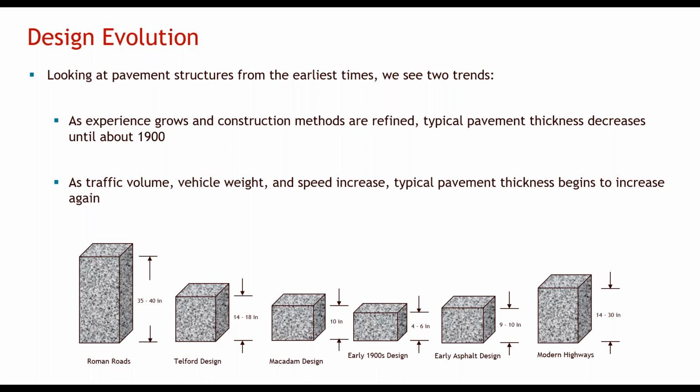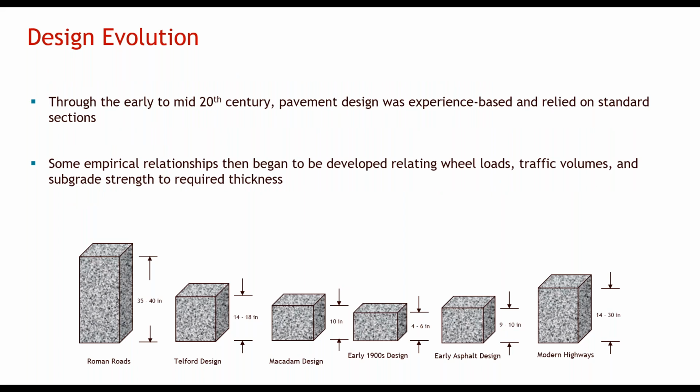Around 1900, as traffic volume, vehicle weight, and speed increase, typical pavement thickness begins to increase again to accommodate the greater loads. Into the 1930s, 40s, and 50s, pavement design was still pretty much experience-based. It depended on standard sections and it depended on rules of thumb.